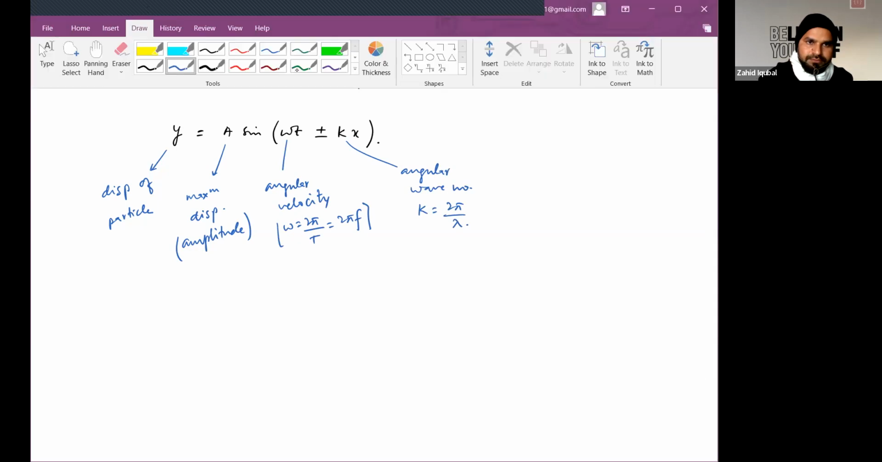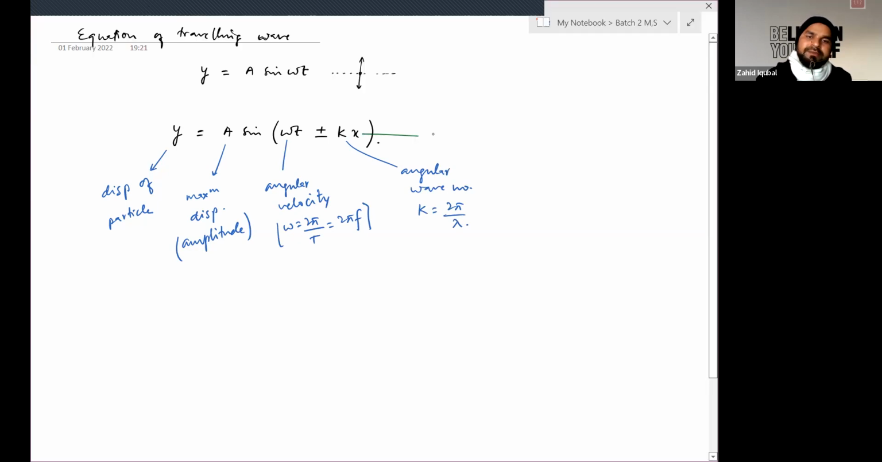Next, this x will define the direction of propagation of wave, in which direction wave is traveling. Next, this plus sign and this minus sign have opposite meanings. Plus sign will define negative coordinate axis in which wave is traveling, and this negative sign will define it is traveling along positive axis.